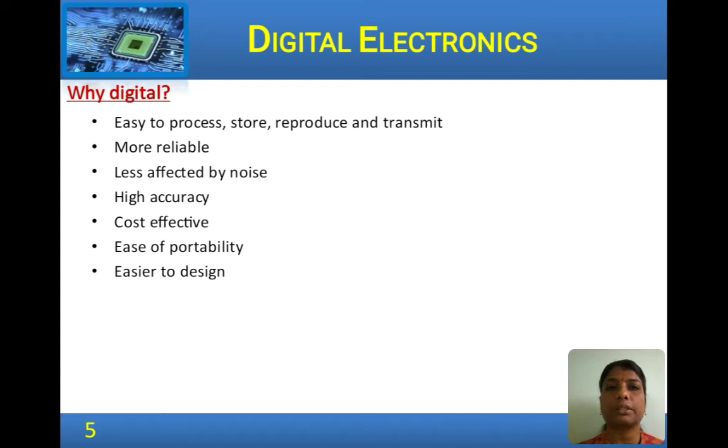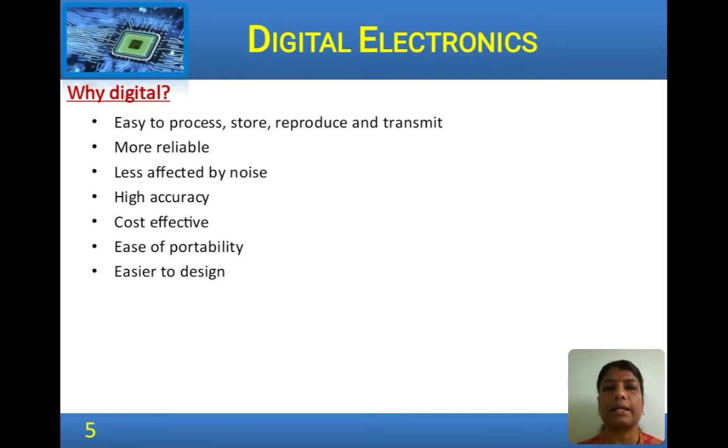Whereas in a digital system, data can be stored for any long period, and also compact storage is possible, that is, large volumes of information can be stored in small areas. And digital systems are more reliable compared to analog systems. Digital systems are less affected by noise, that is, the effect of noise on digital systems which take up a value of 0 or 1 is less compared to that of an analog system.